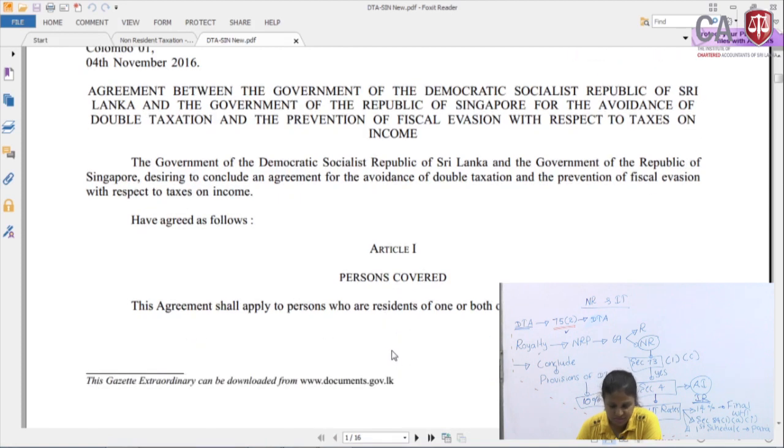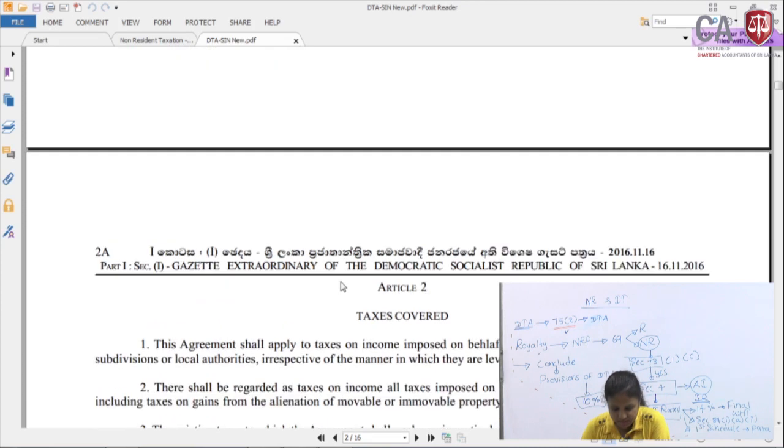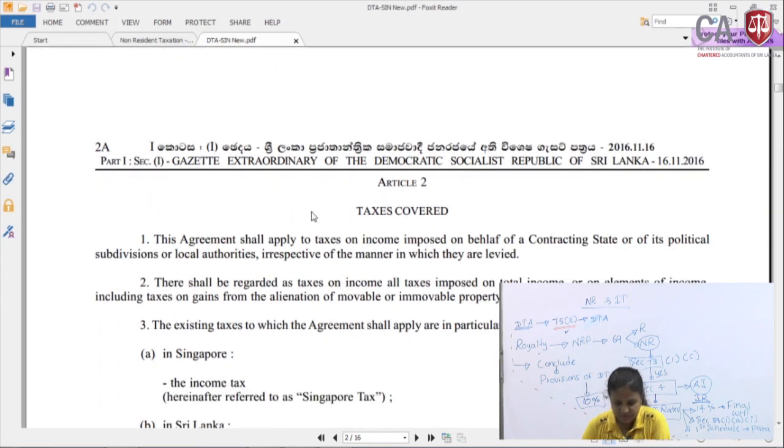Now, article 1, persons covered. Normally, the agreement shall apply to persons who are residents of one or both contracting states. That means Singapore and Sri Lanka; if they are residents in both, then what treatment is going to apply? Then taxes covered, article 2, we are talking about taxes covered.